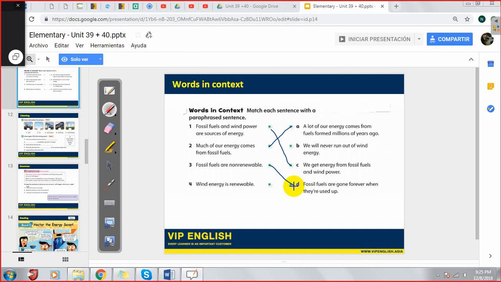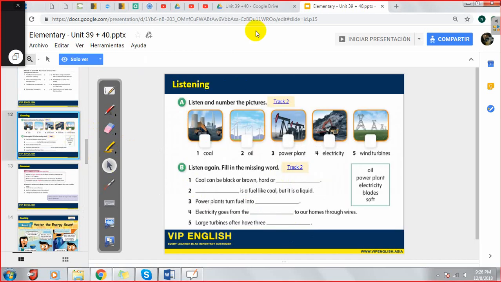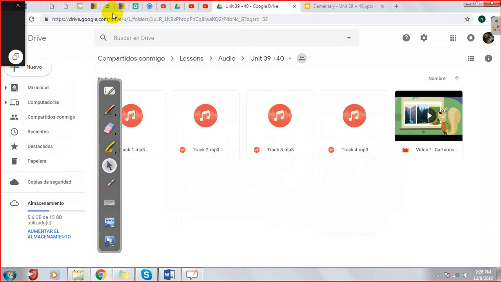Green energy is renewable. Match with we will never run out of green energy. Okay, that is correct. Very good. Is this part clear, how to paraphrase? Yes, I know how to. Okay, now let's listen.